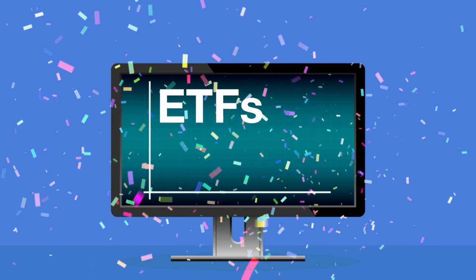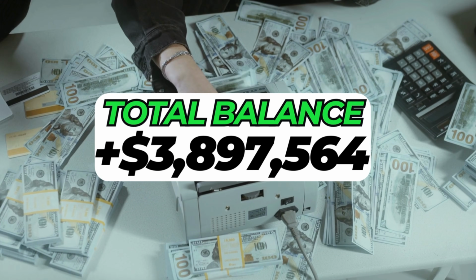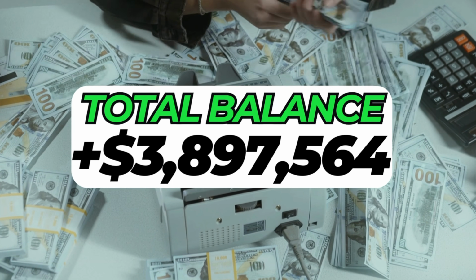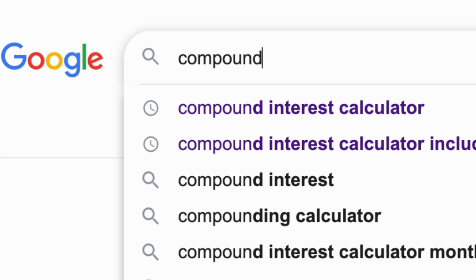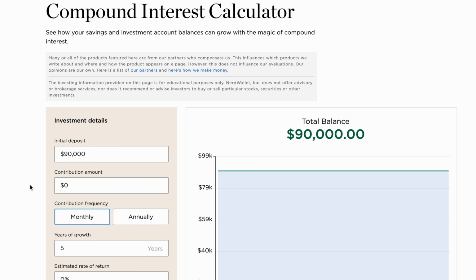Investing in ETFs is going to be the most powerful and easiest strategy to invest your money in the stock market. ETFs are what I only invest in, with almost $90,000 invested across all my investing accounts. So I could be a multi-millionaire one day and just build wealth over time. Now let's take a compound interest investing calculator to see where $90,000 will get me over time.